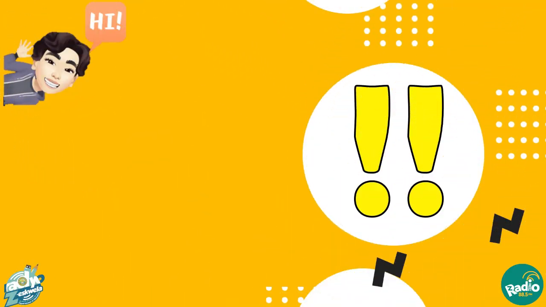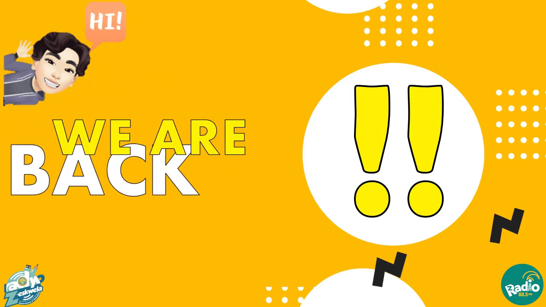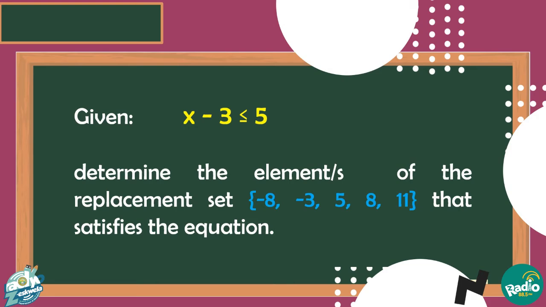And we are back, students. Let us check your answer. The given is x minus 3 is less than or equal to 5. You need to determine the element or elements of the replacement set -8, -3, 5, 8, and 11 that satisfies the equation.